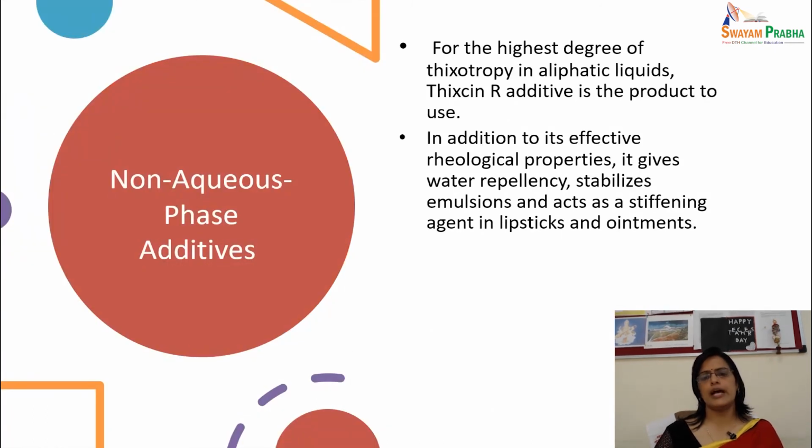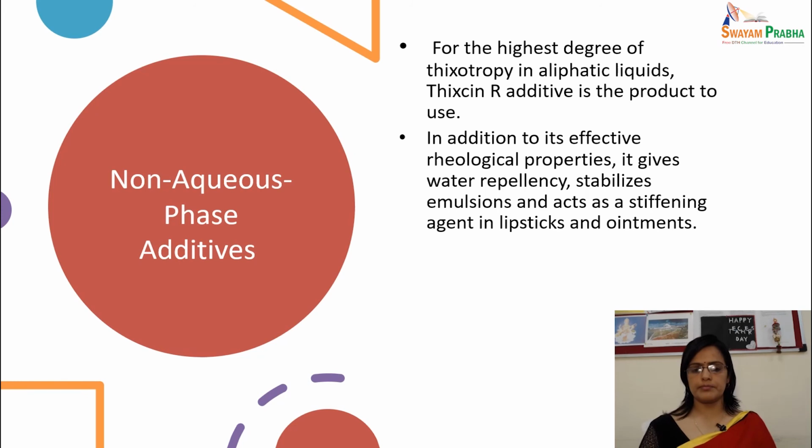For a high degree of thixotropy in aliphatic liquid, Thixin R additive is the product to use. Thixin R additives, you can mention it in the example also. In addition to its effective rheological property, it gives water repellency, stabilizes emulsion and acts as a stiffening agent in lipstick and ointment. So dear students, you can remember Thixin R as used as a stiffening agent in lipstick and in ointments.